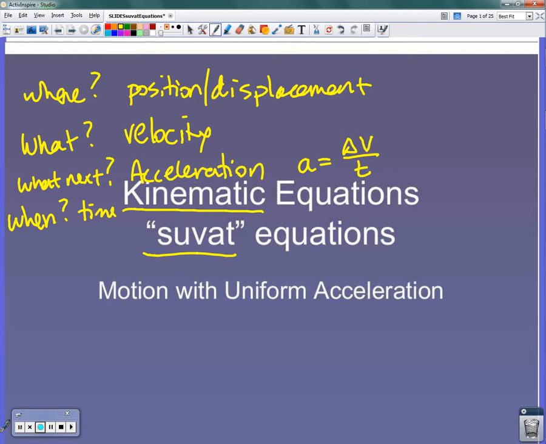So our suvat equations are relationships between these different factors that describe the motion of an object. But like it says here, these relationships only apply to motions that have uniform acceleration or constant acceleration. That means something is constantly speeding up or constantly slowing down. The changing direction thing we'll talk about more in detail because it's a little bit different, but if something is continuously speeding up or continuously slowing down, these relationships apply.